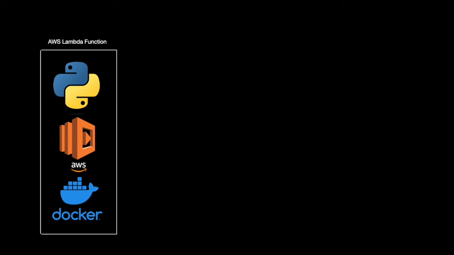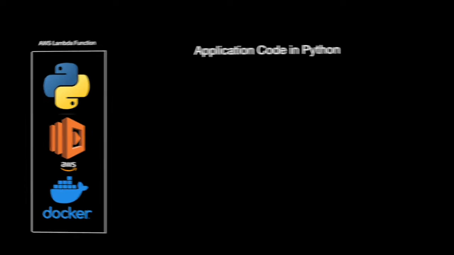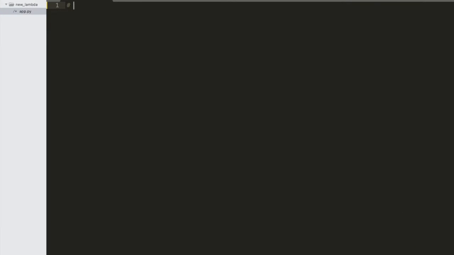Creating a Lambda function has multiple steps in it. The first step is to create our application code in Python. So let's go ahead and create our application code in Python. Here we'll just create an application which counts the unique number of words in a given text file. So let's write that logic first.